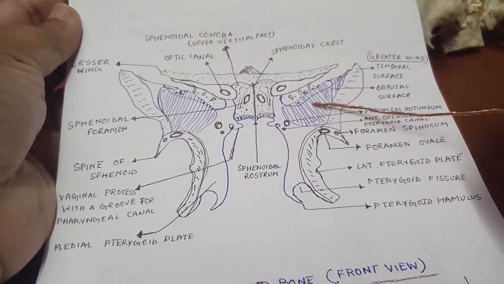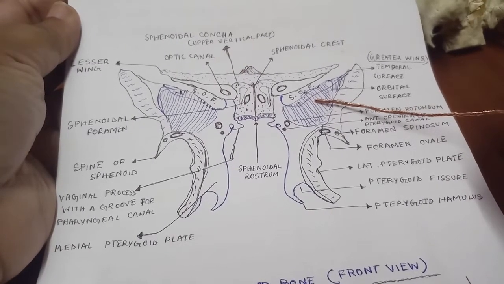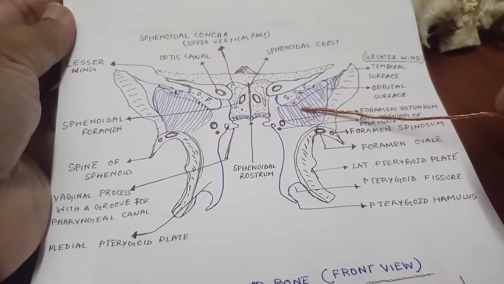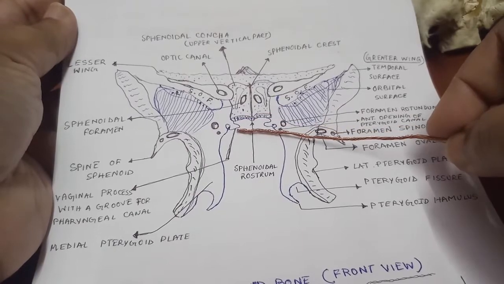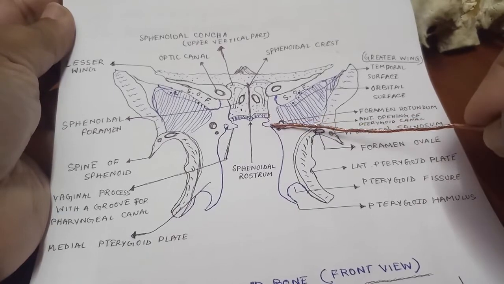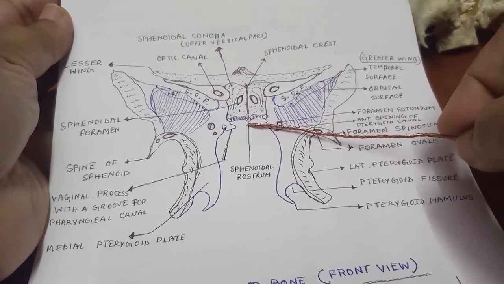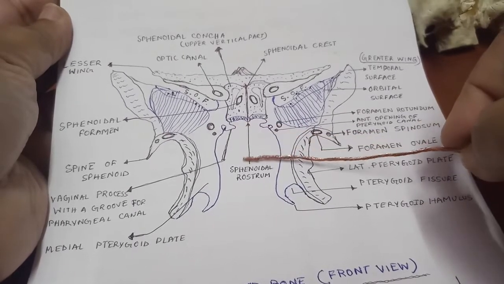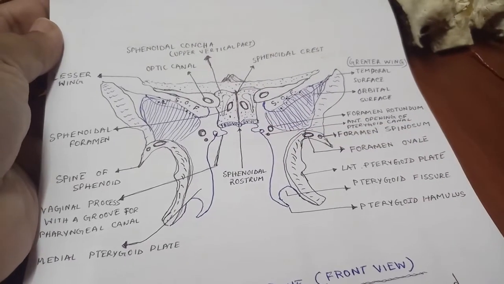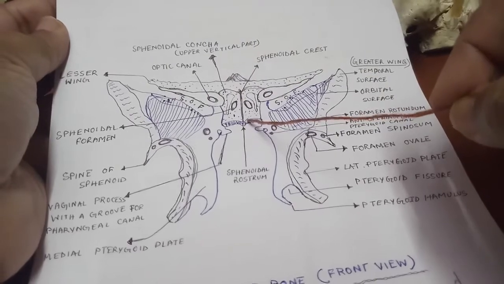Next, we can see this is the orbital surface of the greater wing. We will come to that orbital surface of the greater wing of the sphenoid, and these are the vaginal processes. The inferior surface of the body of the sphenoid gives rise to the vaginal processes, and here it articulates with the sphenoidal rostrum. Here there will be a V-shaped diverging ala of the vomer which will articulate, and it will cover up this area. So there will be the formation of a schindylesis type of joint here.